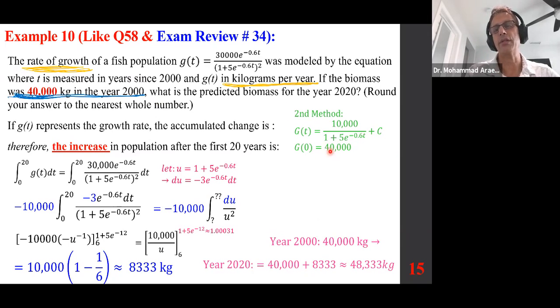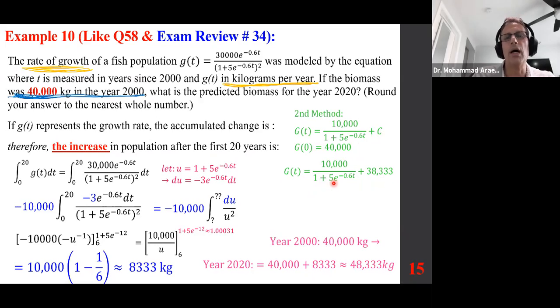Now, you can go through the process and find the constant. It ends up being 38,333. I'm going to leave it for you to show that. And what we want now, in the year 2020, is capital G of 20. So replace t in this equation with the number 20, and that gives you the same answer. These are two different methods, applications of a substitution method.